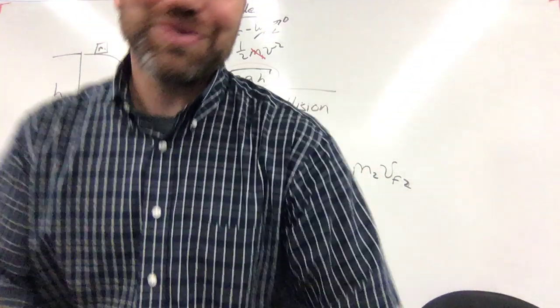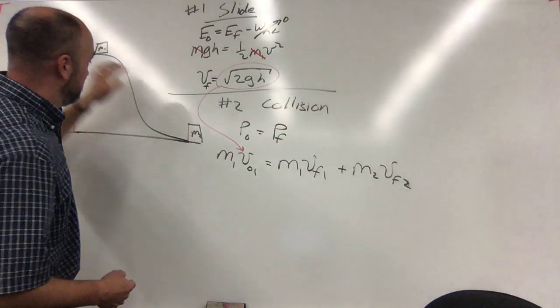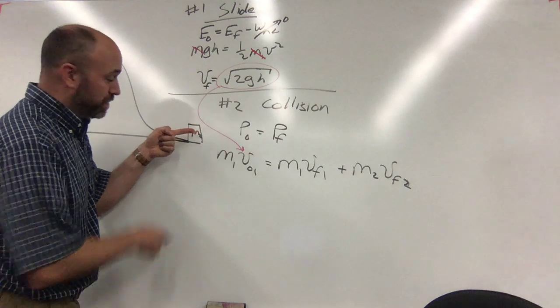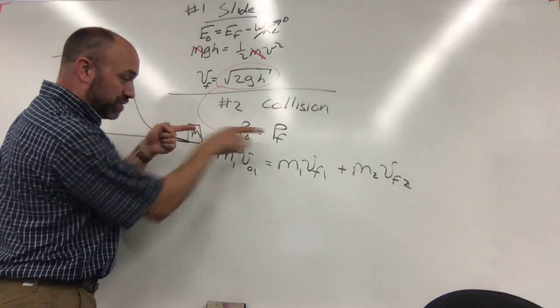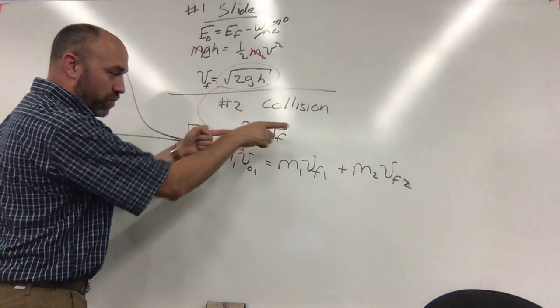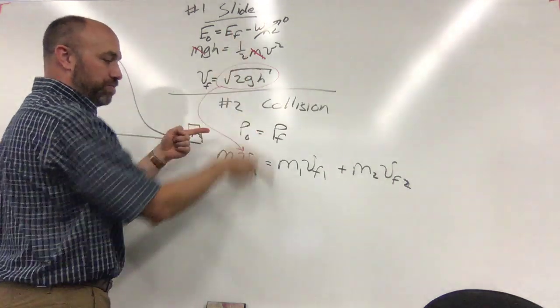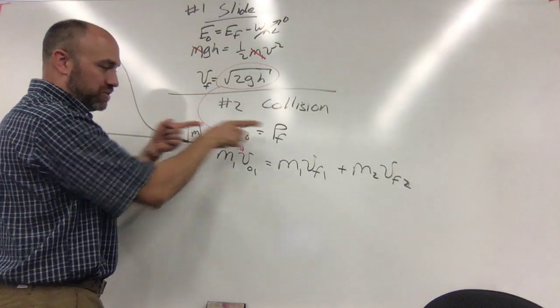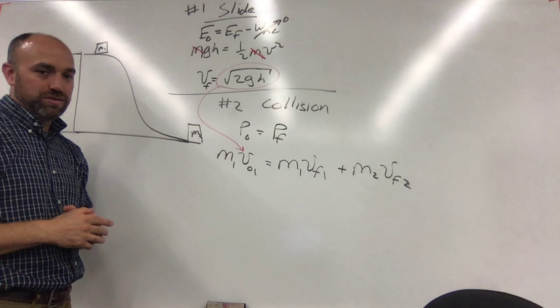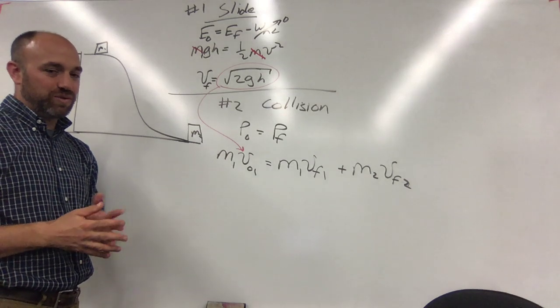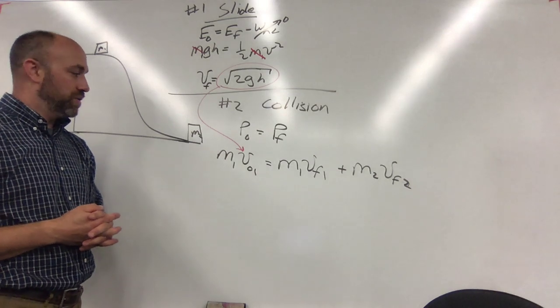What that means is M1 is traveling this way, and M2, after the collision, is going to be traveling this way. Both objects are going in one dimension. Nothing's going up and down or anything like that. It's just straight, one dimension. Does that make sense what that means? Yes.